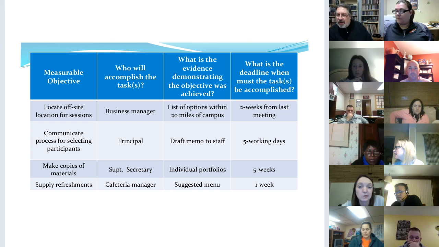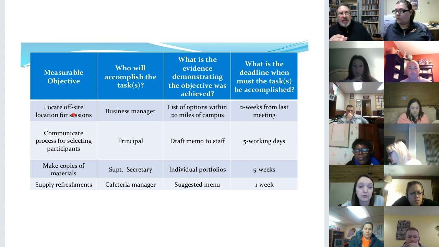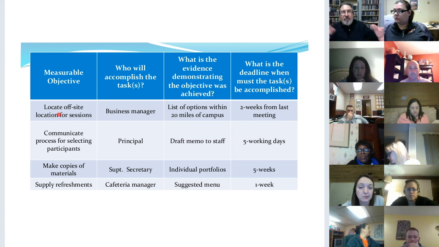So at this very early stage, planning to plan, what would be a measurable objective? We would talk about it, and then finally we would decide. So someone's got to locate the off-site location for our sessions with the larger group. So you fill that box in, or you bring your secretary along, and you have her fill in the box. You drive the decisions. You make sure people don't go off on tangents.